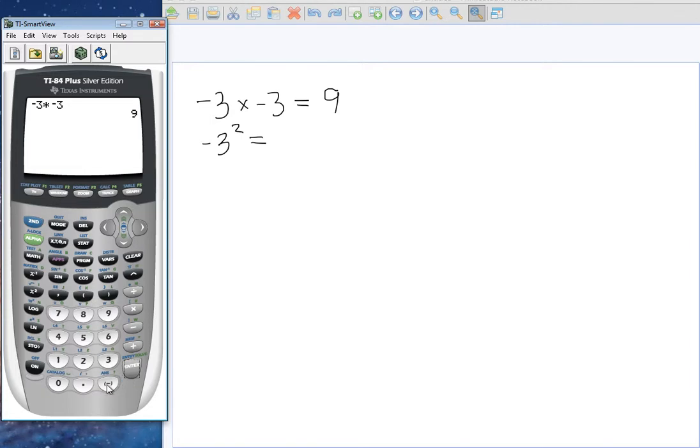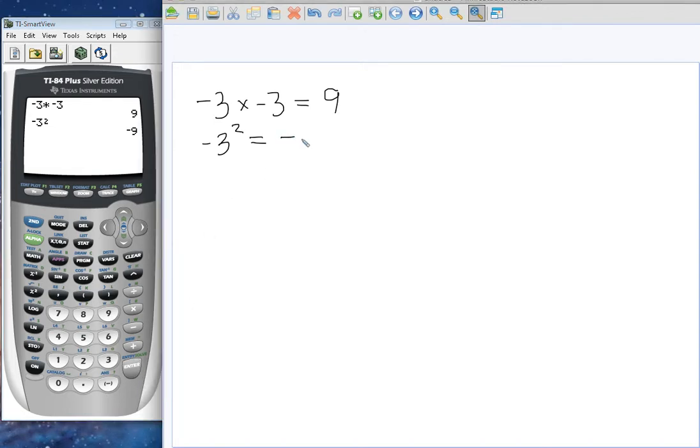Now let's see what happens when you try to square negative 3. You press negative 3, then you use this x squared button, press enter, and the calculator says you get negative 9. Negative 9? Well, that's not right. That shouldn't be right. Let's see why that happens.